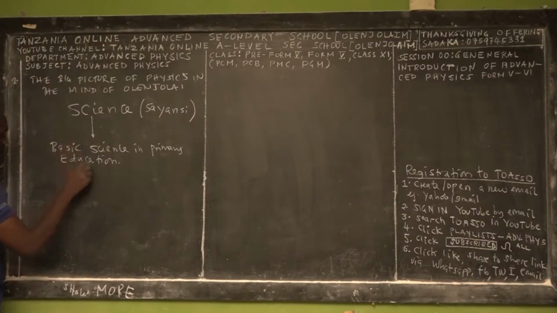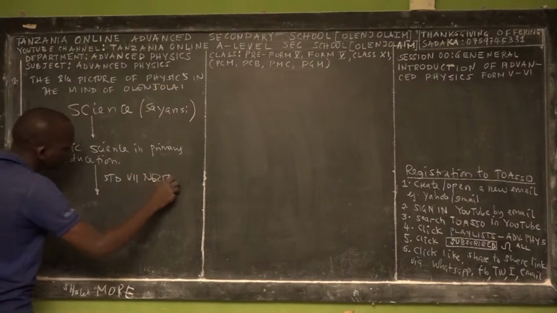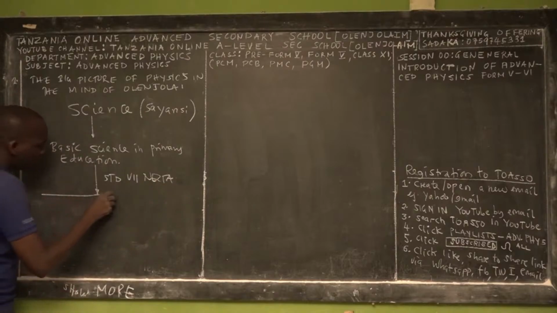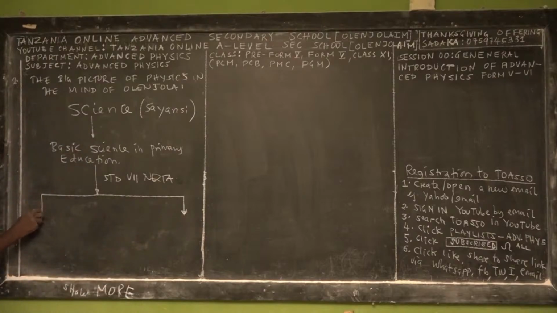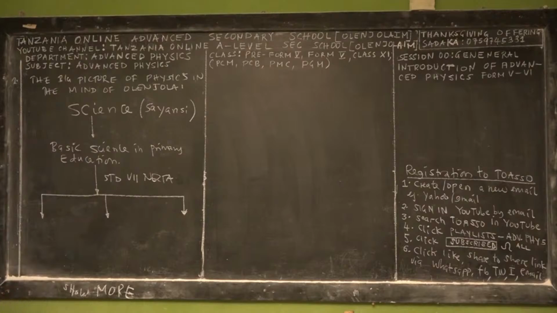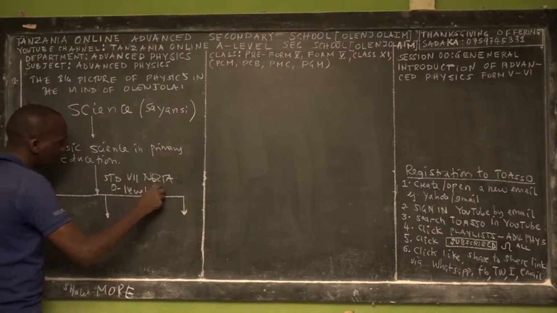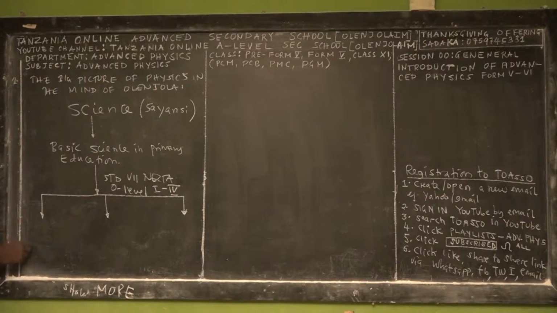Once we graduate and we did the standard 7 NECT exam, then once we pass, we joined ordinary secondary education, and we continue to study the beauty of science. The subject of science now is going to be divided into 3 subjects. This is O level, and this is all about Form 1 through Form 4. The subject of science will be divided into 3 branches. The first one will be physics.